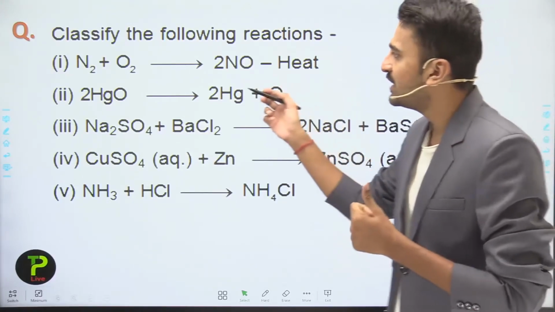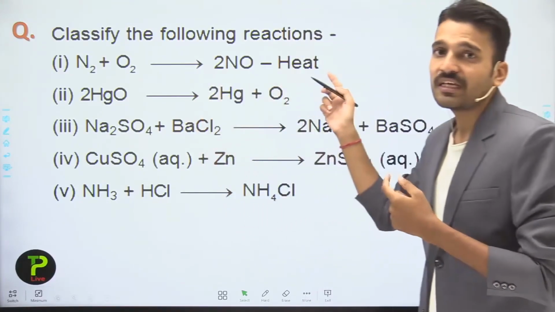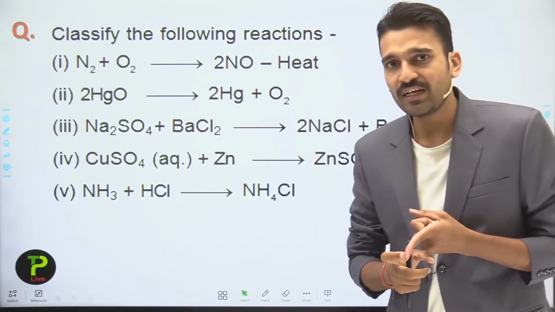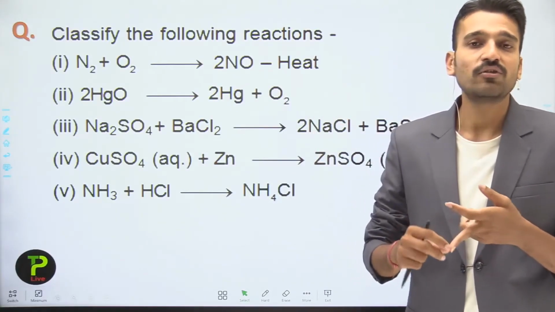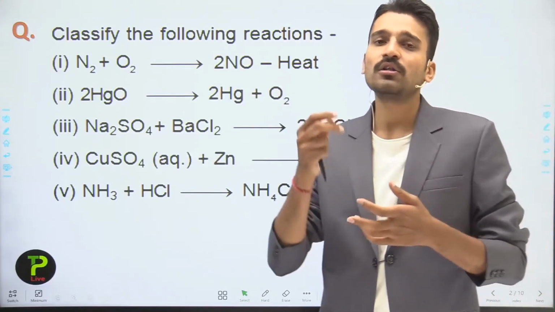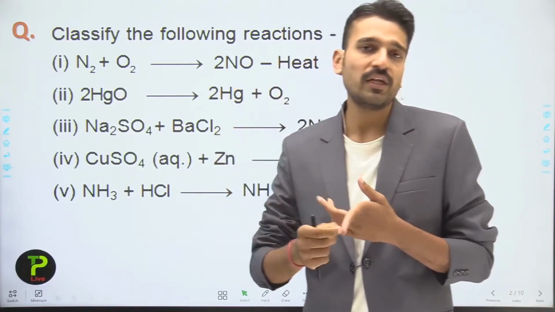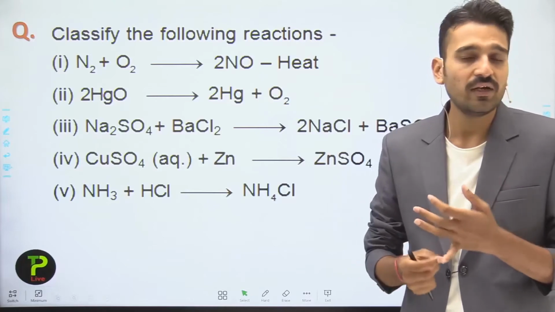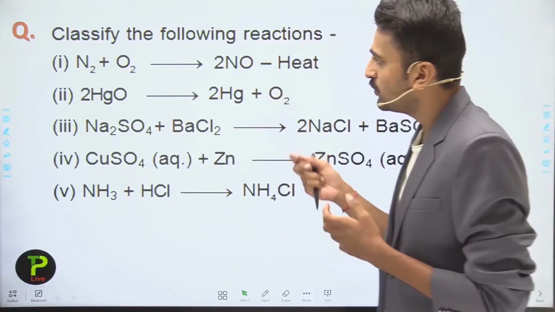So here, seeing this particular reaction, it involves heat energy. It means that we have to classify it on the basis of exothermic and endothermic reactions. You can also classify it on the basis of another type of reactions, that is combination, decomposition, displacement, double displacement reactions.